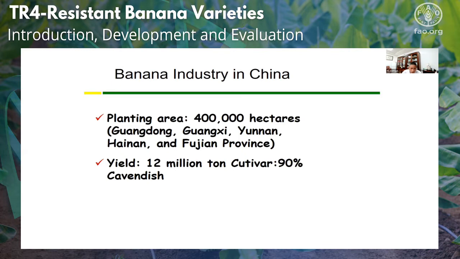The banana industry in China has a planted area of 400,000 hectares. It is located in Guangdong, Guangxi, Yunnan, Hainan, and Fujian provinces. The yield is about 2 million tons. Most of the cultivar is Cavendish bananas. Next, please.